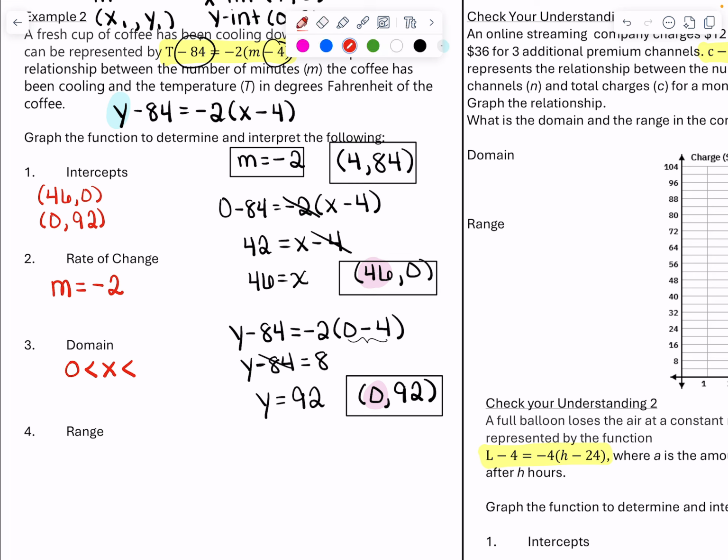Now, because we said we're trying to see how long it takes to get to 0 degrees, we're going to consider that starting at 0 minutes when my coffee was hot. And then how long does it take to get to 0 degrees? And the other x value is 46. So this is talking about minutes.